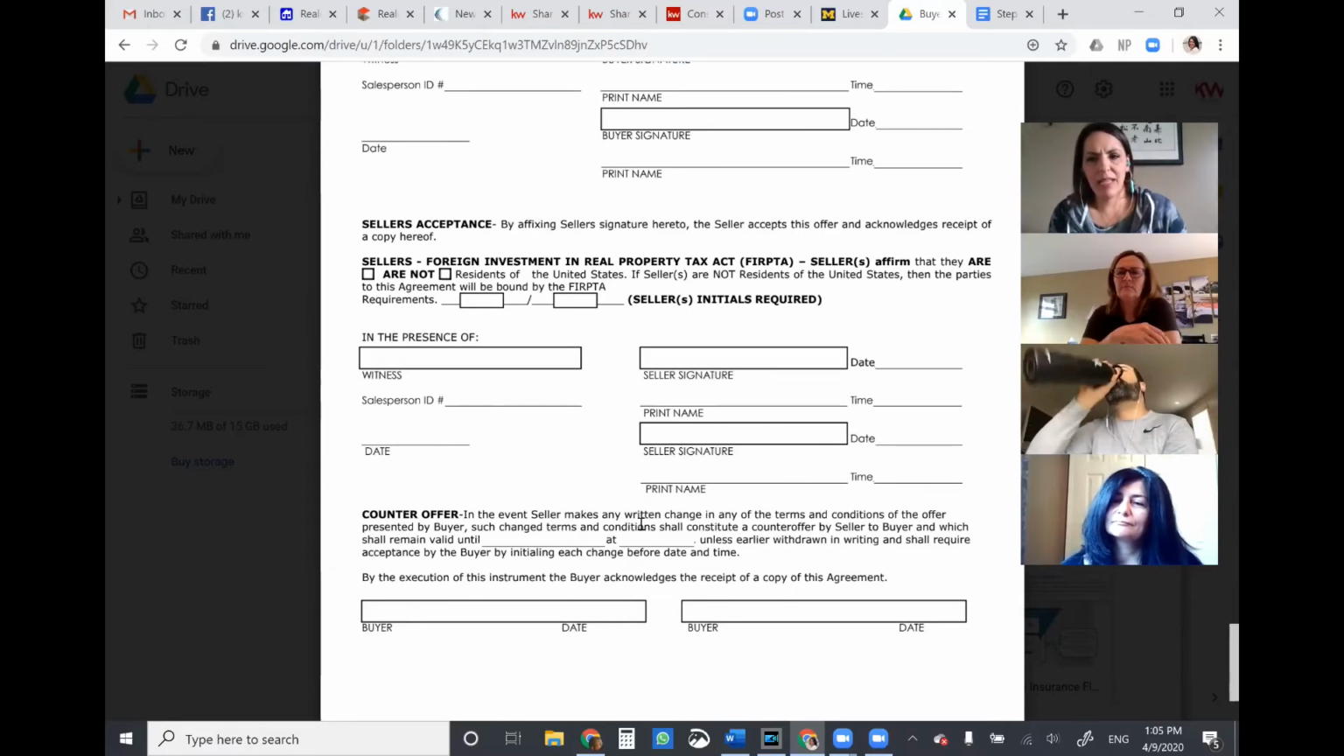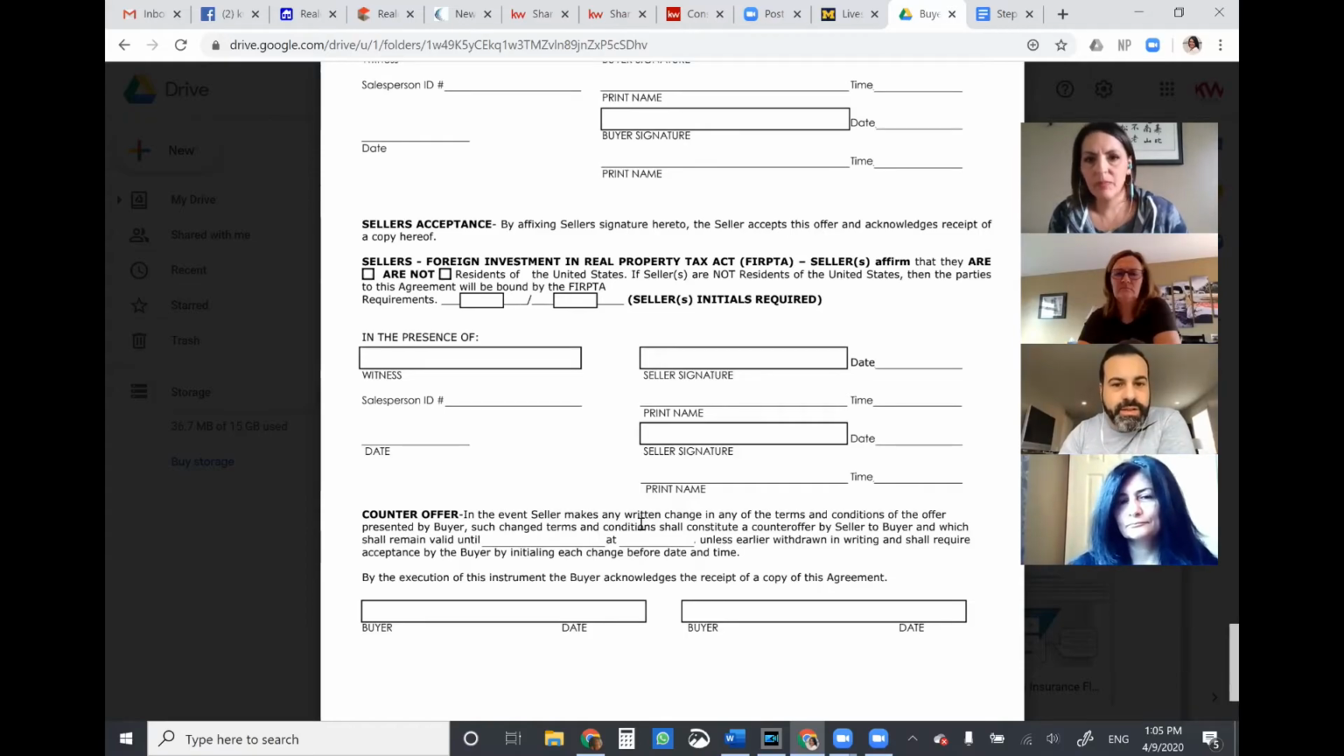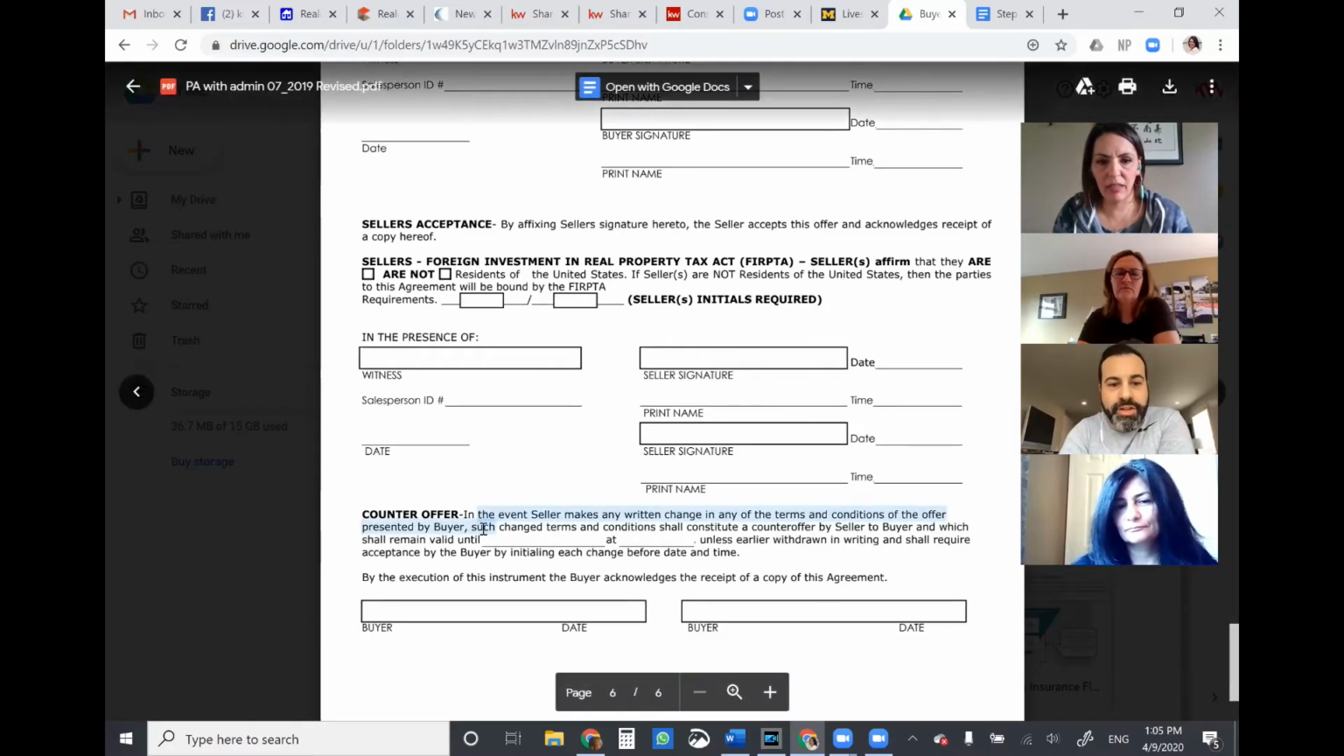Well, wait, say that again. So if the sellers sign here, but they made a counter, this is where they would put when their counter is valid through, right here.